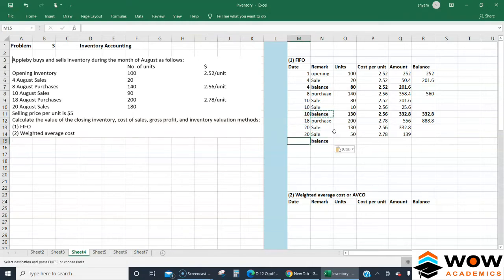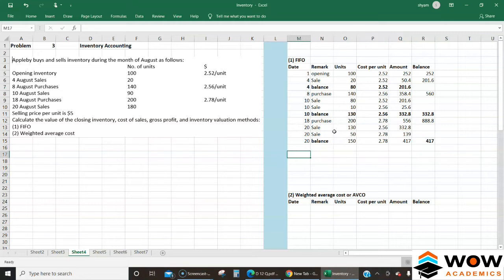So on 20th we can find out the balance. The balance would be: this 130 is totally sold. Out of this 200, 50 has been sold. So 150 would be the balancing number, the remaining number. We'll multiply, and this would be the closing stock value. Okay, so 417 is the closing stock value.